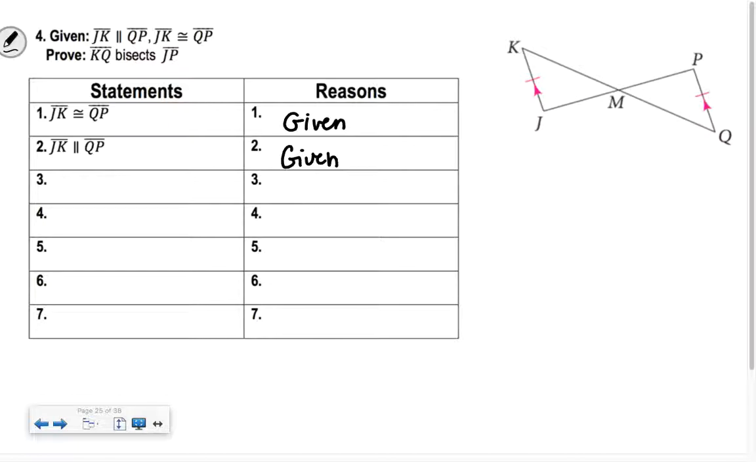So let's start with our parallel lines. When we have parallel lines, we're always looking for those alternate interior angles. So we have our Z shape right here. Do you guys see it? So it's here and here. So we're going to say that angle J is congruent to angle P by alternate interior angles.